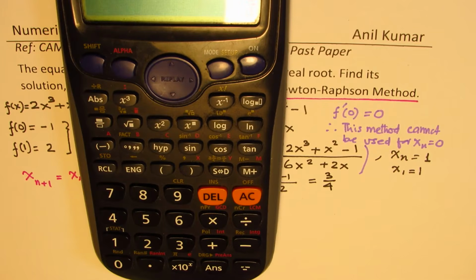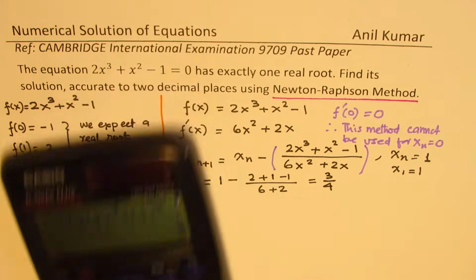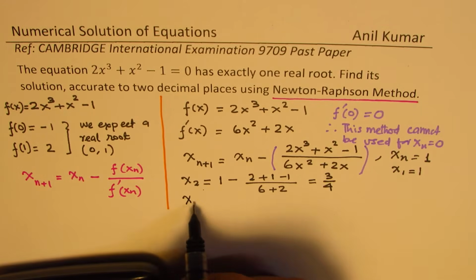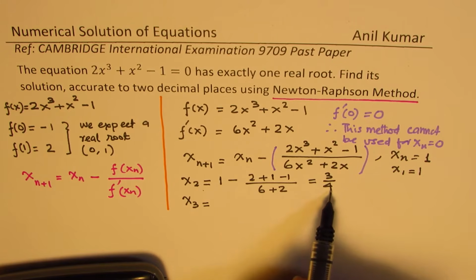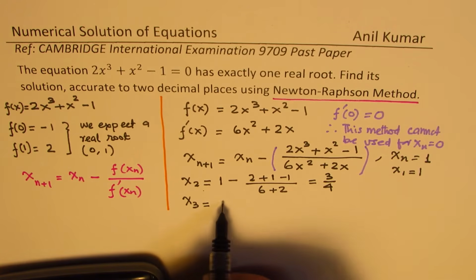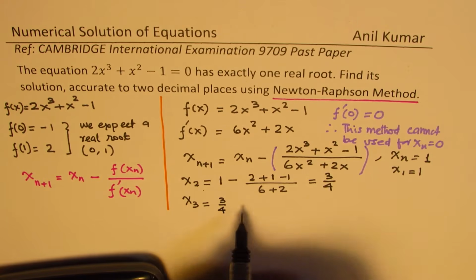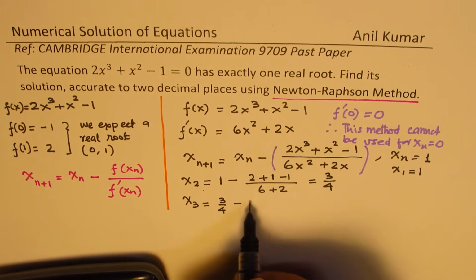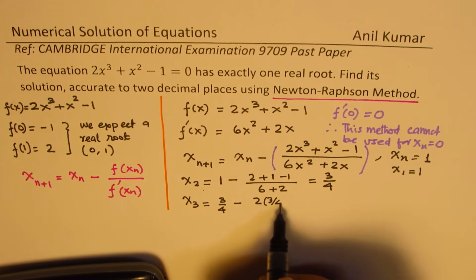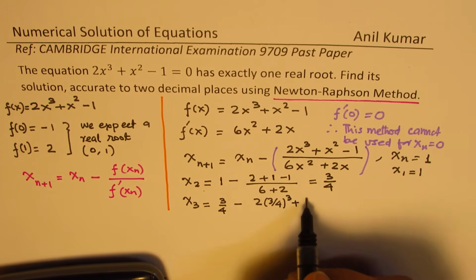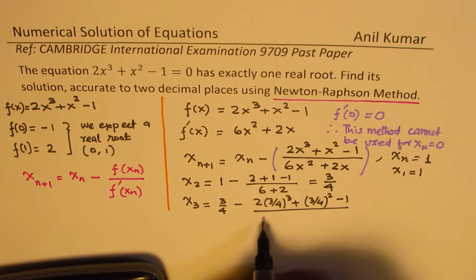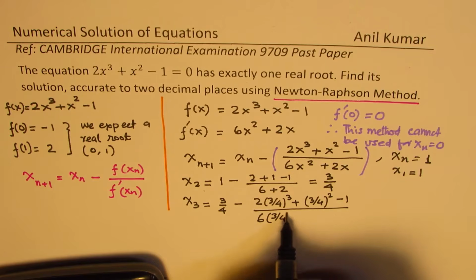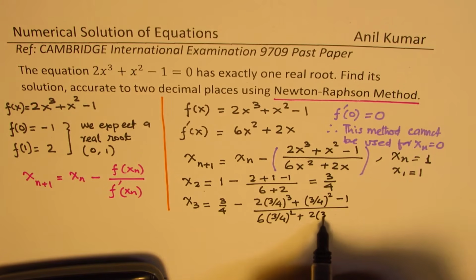So 3 over 4 is our answer. We are going to use this answer to calculate the next number, which is x3. For x3, that becomes your x2, right? So the formula will be: here we have 3 over 4 minus, in this formula we now have 2 times 3 over 4 whole cube plus 3 over 4 square minus 1 over 6 times 3 over 4 square plus 2 times 3 over 4.